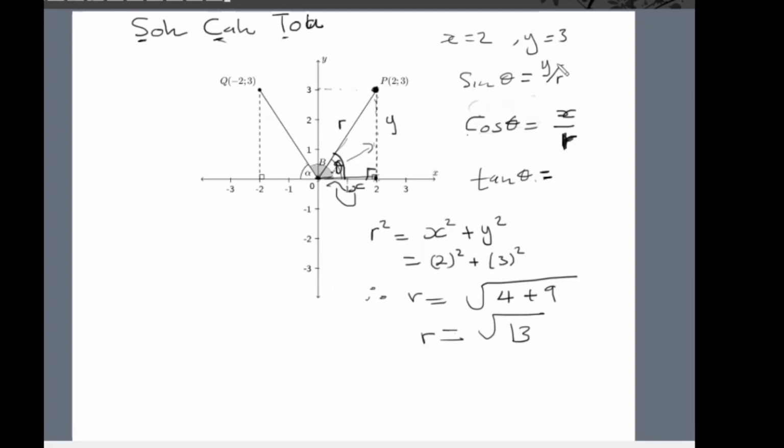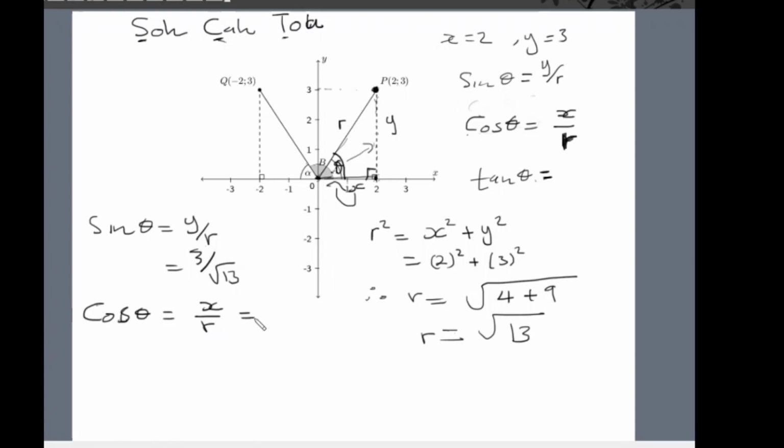Now going back to your trigonometric ratios there, you want to calculate the value of sine theta. We say that is y over r. Y is 3, so that's 3, and then r is the square root of 13, right? And then you want to calculate the value of cos theta. So that is x over r.